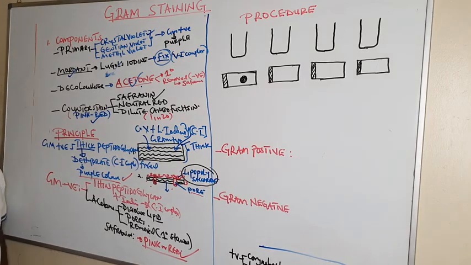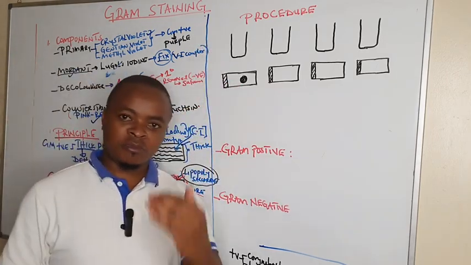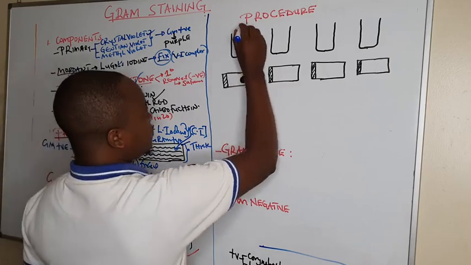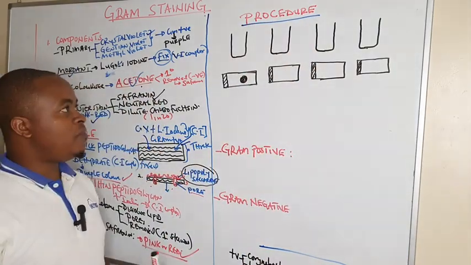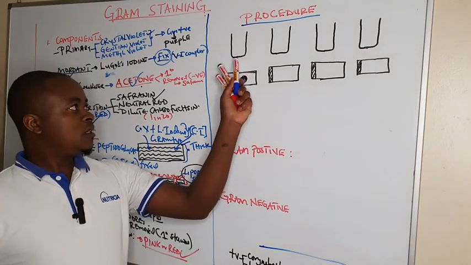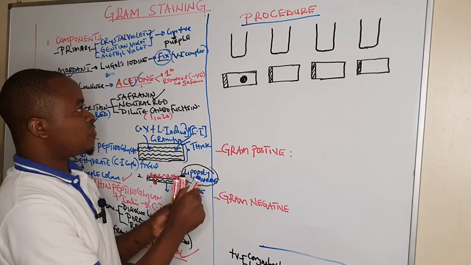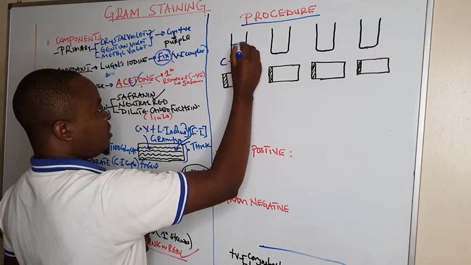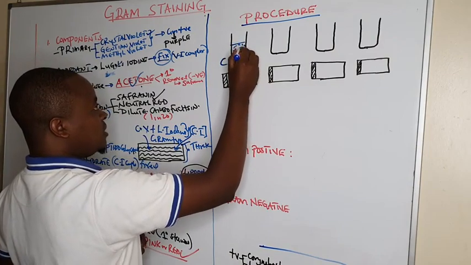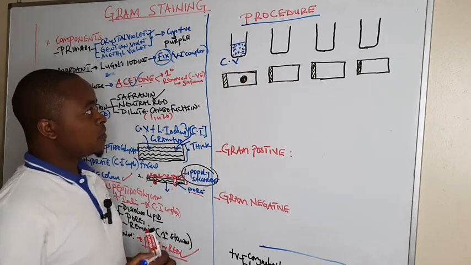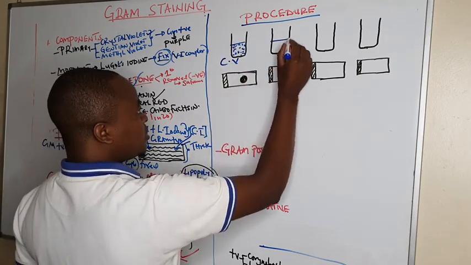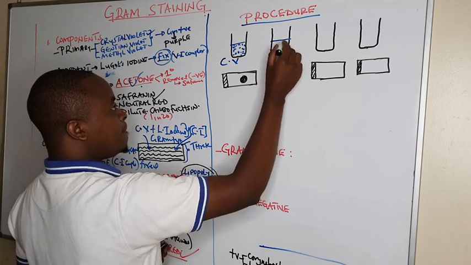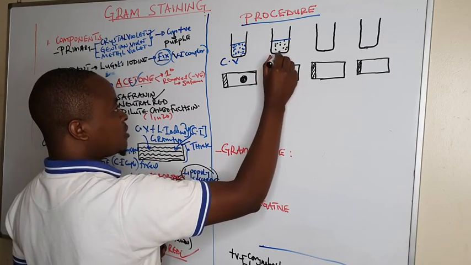So after looking at the principle, now let us look at the procedure. Hope you guys are following very well. With the procedure, we have our requirements whereby we need the primary stain, that is crystal violet. We have the crystal violet, and it is always blue or purple in color. Then we have the Gram's iodine. Iodine, I'm going to denote in black color.